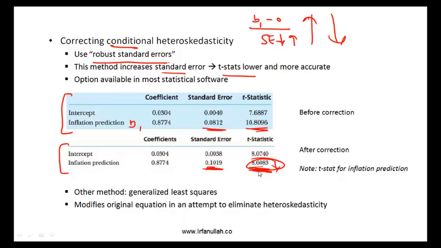Do you think we'll be able to reject the null hypothesis over here? Yeah, we still have a decently high t-stat, but the point is that after adjustment, this 8.6 is the t-stat to look at, not the before-adjustment number. That's the main point. The other method for correcting conditional heteroscedasticity is called the generalized least squares method. There is not too much detail on this other than the fact that this method modifies your original regression equation in an attempt to eliminate heteroscedasticity.